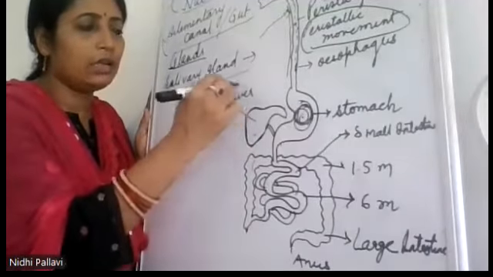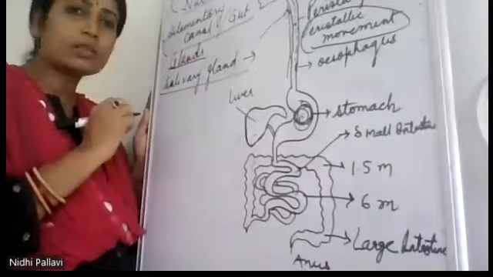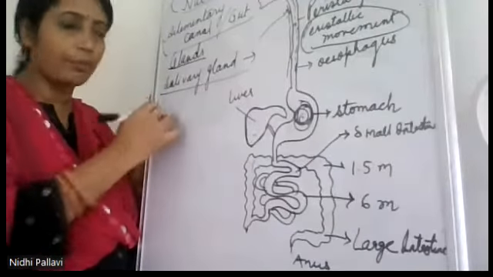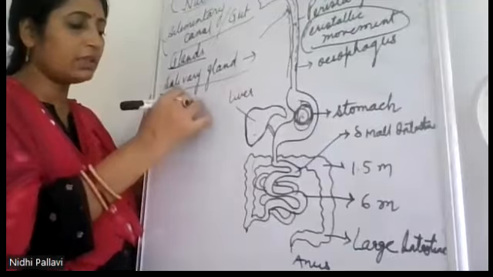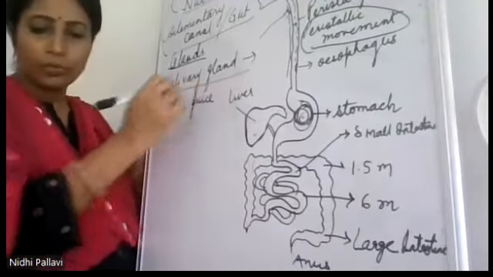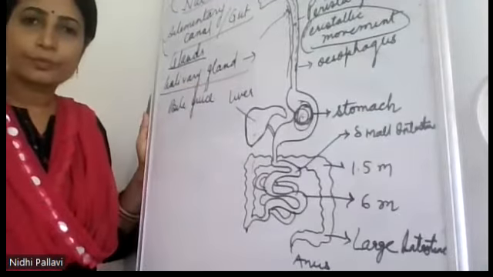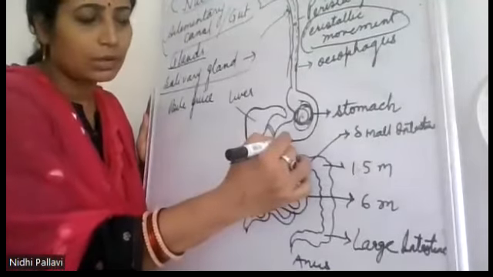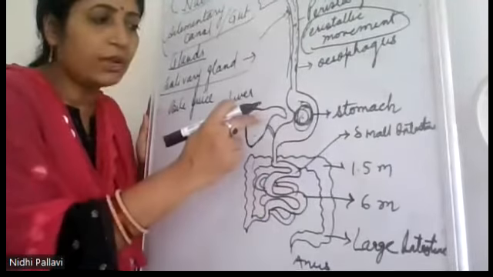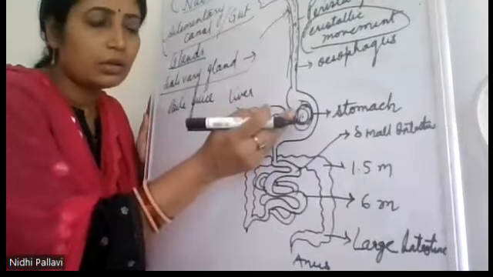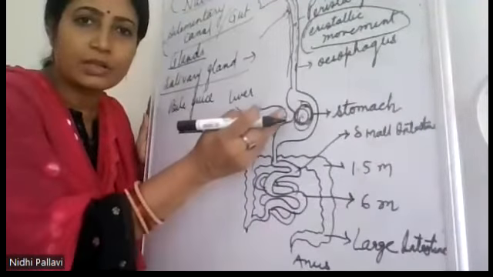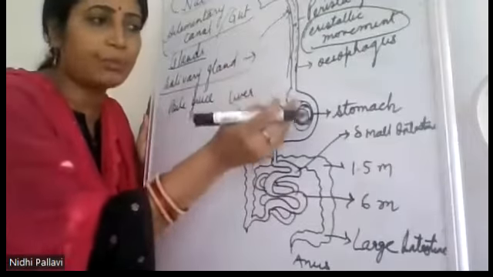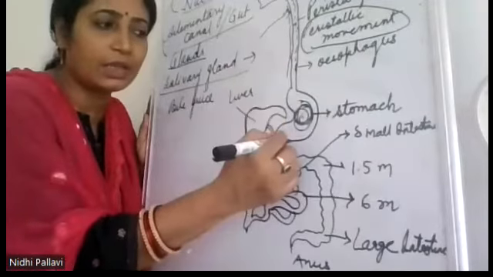ये है लीवर। और लीवर में कौन सा सिक्रीशन होता है? बाइल जूस का। What does it secrete? बाइल जूस। ठीक है। यहाँ पर स्टमक के पास, तो लीवर कहाँ प्रेजेंट है? Just beside the stomach. It is present just beside the stomach. ओके, और स्टमक के पीछे में क्या प्रेजेंट है?